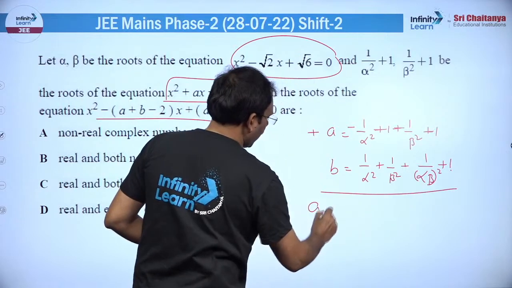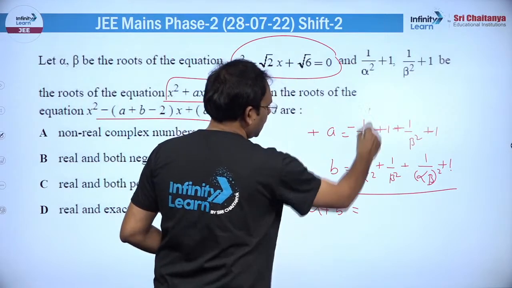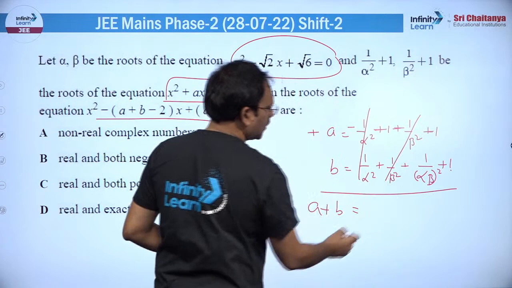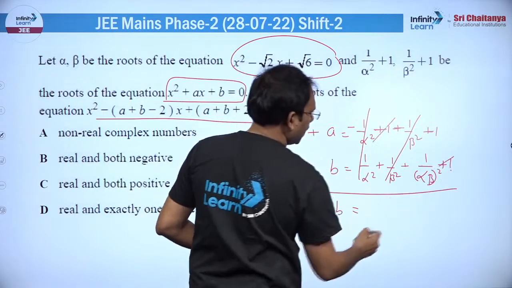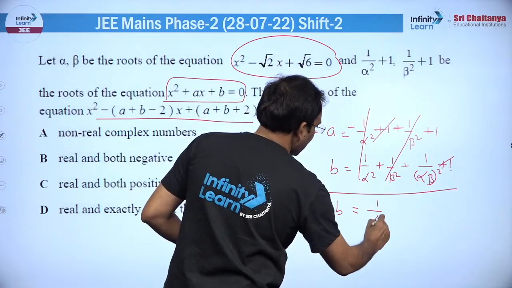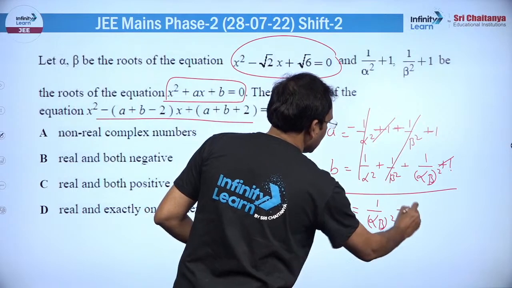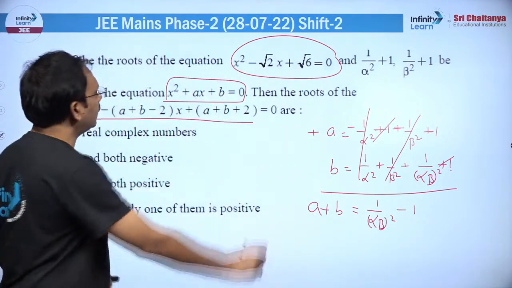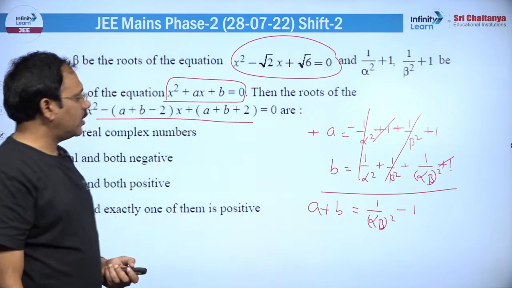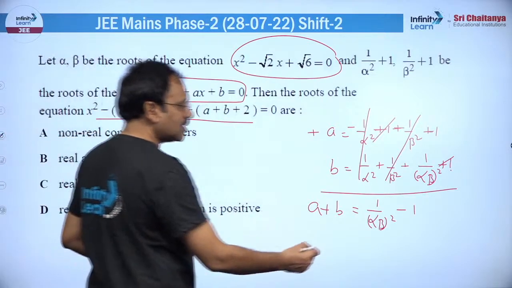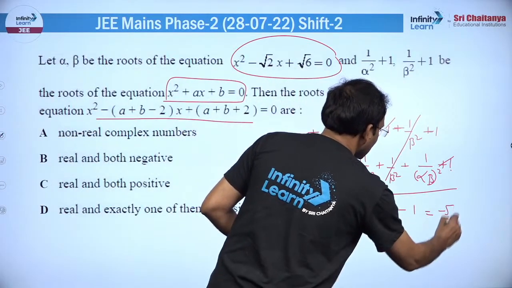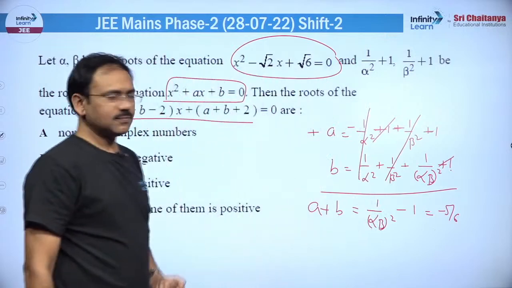Now you just find a plus b, my dear friends. These two get cancelled, these two get cancelled, minus 1 plus 1 gets cancelled, you will get 1 by alpha beta whole square, minus 1 will be there. From this equation, alpha beta is going to be root 6, that is 1 by 6 minus 1, that is minus 5 by 6, my dear friends.